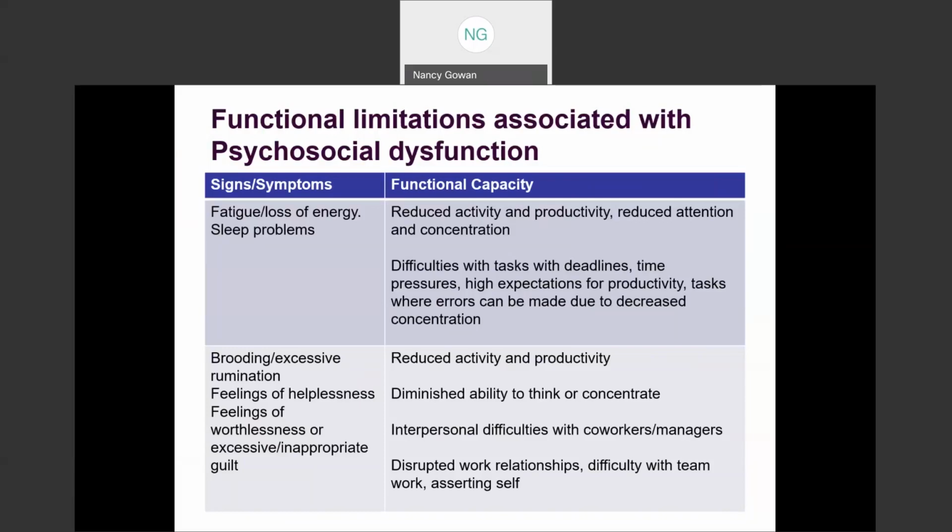If someone has anxiety and they might be brooding or have excessive rumination or feelings of helplessness or worthlessness, this may show up in the workplace as reduced activity and productivity, diminished ability to think, focus, to concentrate. There are personal difficulties with coworkers and managers, and disrupted work relationships, difficulty with teamwork, or even being able to assert themselves.